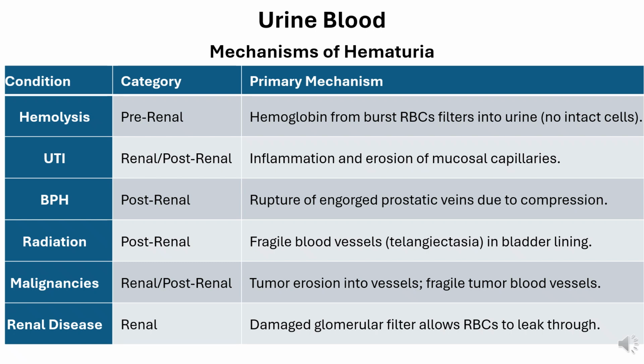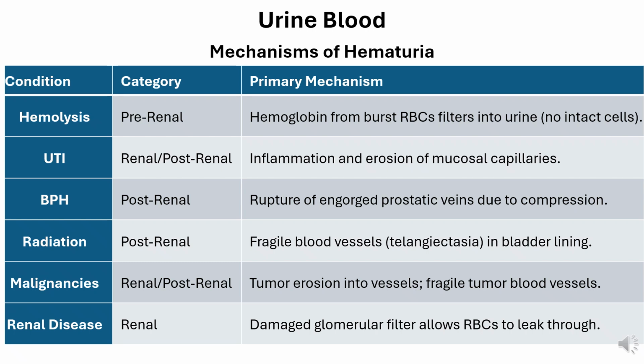3. Benign prostatic hyperplasia, BPH, is a postrenal cause. An enlarged prostate compresses veins on the surface of the prostate and bladder neck, causing them to become engorged and distended. When the patient urinates or strains, the pressure changes or physical force can rupture these veins, causing bleeding. Often presents as terminal hematuria, blood at the end of urination.